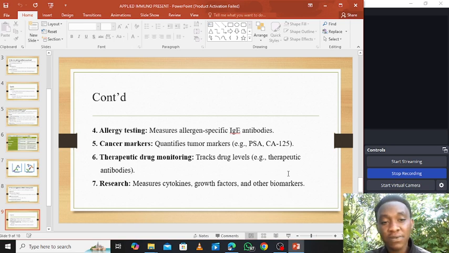The next application is cancer markers, where ELISA quantifies tumor markers, for example PSA and CA125. The next application is therapeutic drug monitoring, where ELISA tracks drug levels, for example therapeutic antibodies. And the last application is research, where ELISA is used in measuring cytokines, growth factors, and other biomarkers.